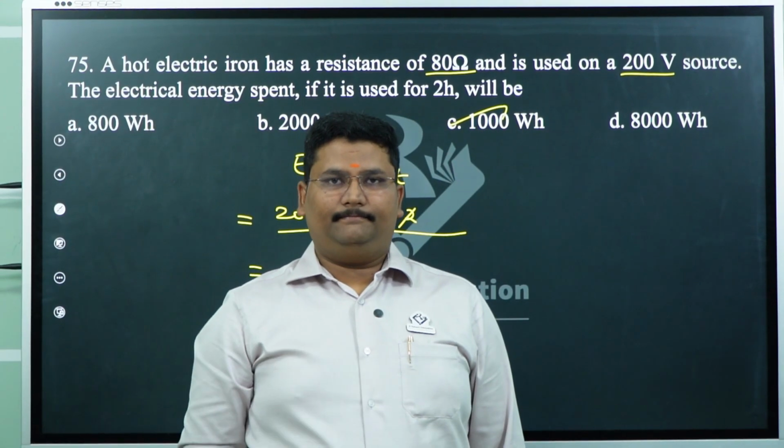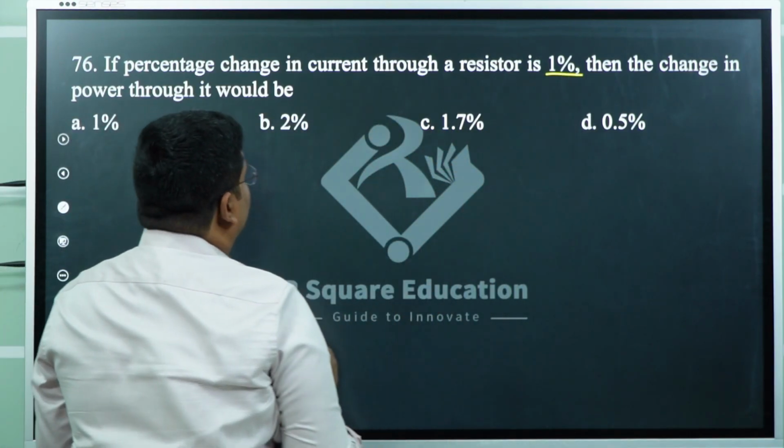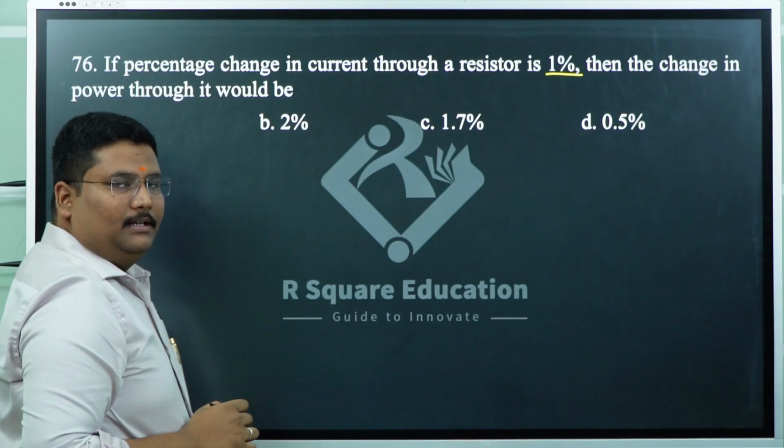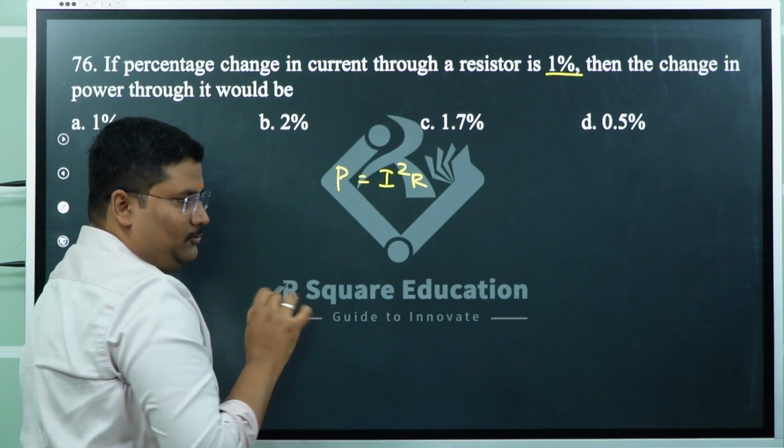The answer is 1000. Okay, see this question. If the percentage change in current through a resistor is 1%, then the change in power through it would be. So we know P is going to be equal to I square R. They have asked you power only, right?